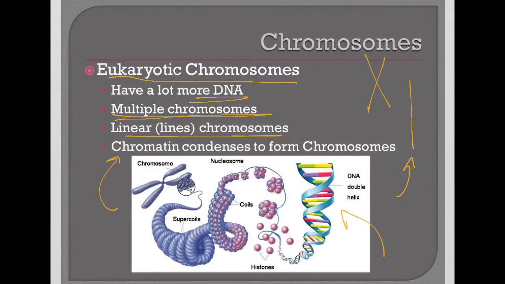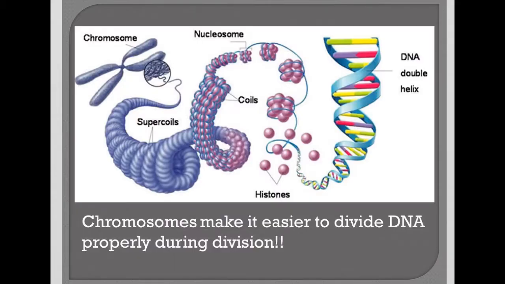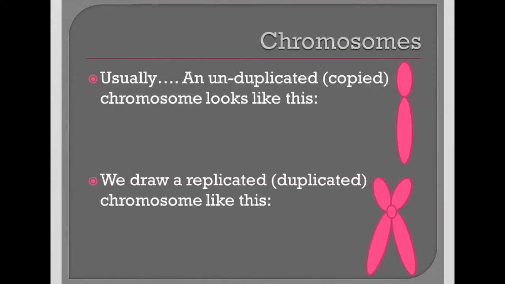So you can think of our DNA double helix, which we learned about in a previous unit. It gets coiled around various proteins and then coiled again. We call these supercoils, and those get coiled even further to basically make a chromosome. I like to think of a chromosome like a sock, and the DNA is like all the little threads that make up your sock. Okay? Way easier to sort your socks if it's in sock form and not in threads. That would be miserable. So again, chromosomes make it easier to divide the DNA properly during cell division.